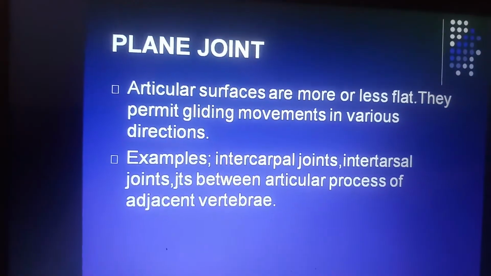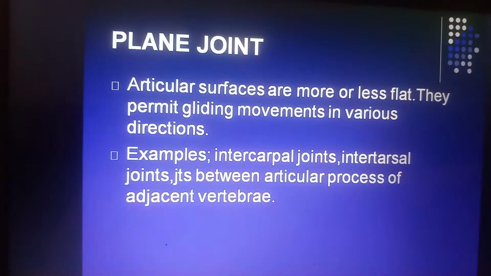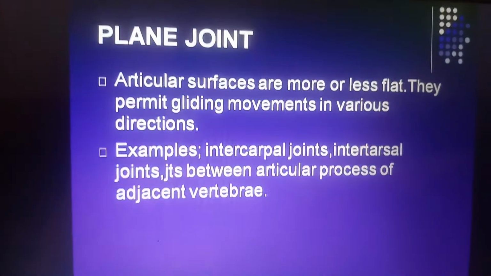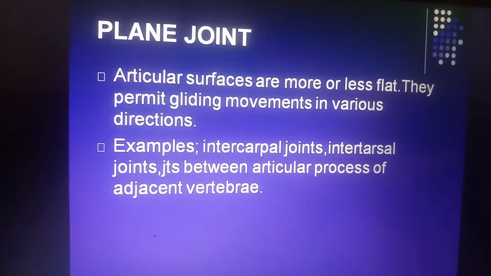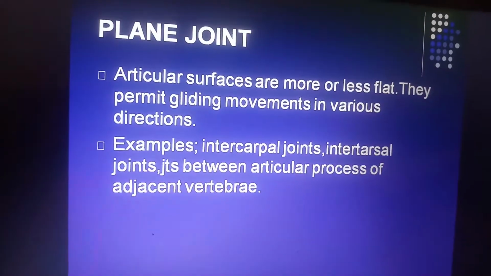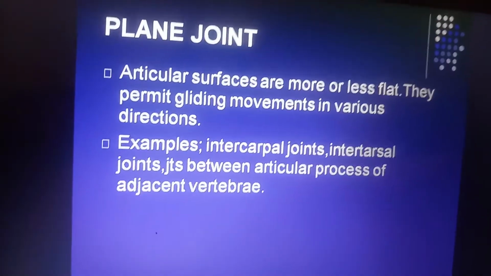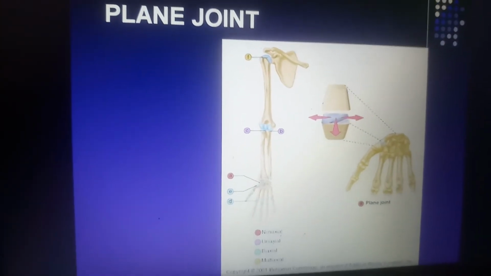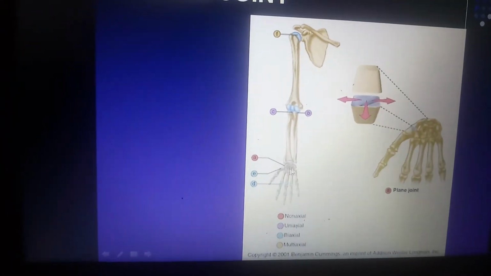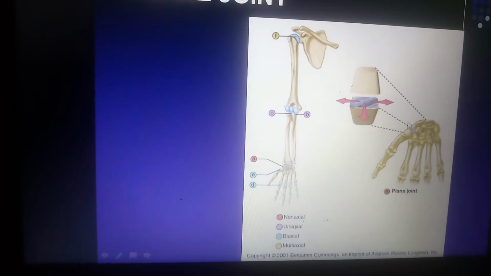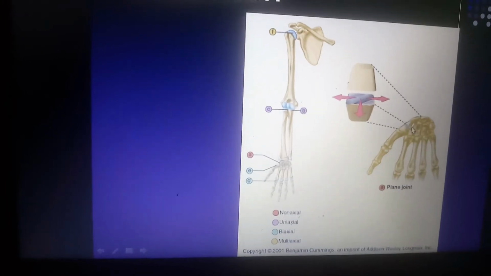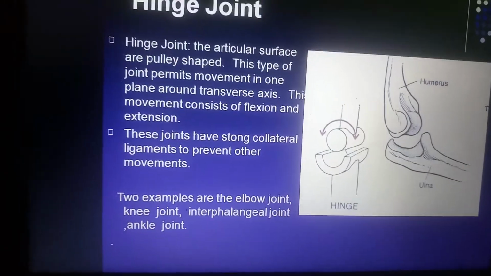So, we discussed the first type of the synovial joints, which is the plane joint, and its examples are the intercarpal, intertarsals, and articular processes of the adjacent vertebrae. You should know the examples of each and every type of joint. This is compulsory. In this diagram, you can see these are the intercarpal joints and these are the intertarsal joints. Okay, so these are the plane synovial joints.